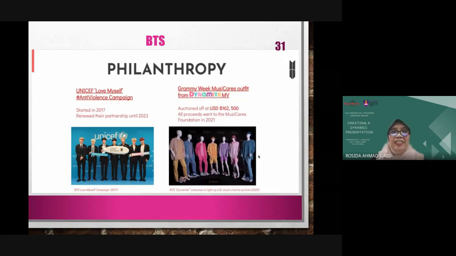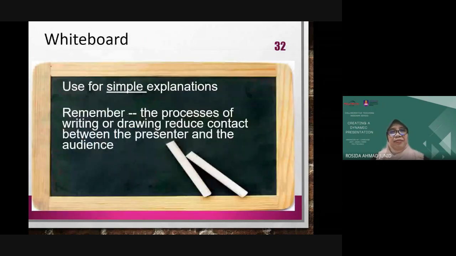Everything is there, together with the pictures, your supporting materials. And look at the font, philanthropy. Look at the font there, and the colors. It's there, and it's clearer. Okay? Or you can have a whiteboard.